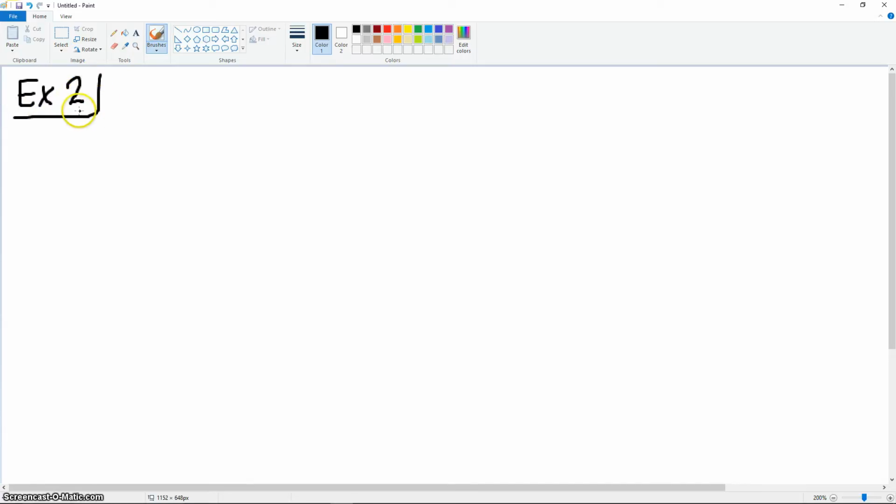Example 2 says 8x cubed minus x squared minus 5x plus 1. That's all one polynomial. And just for review, what degree is this polynomial? 3, very good.